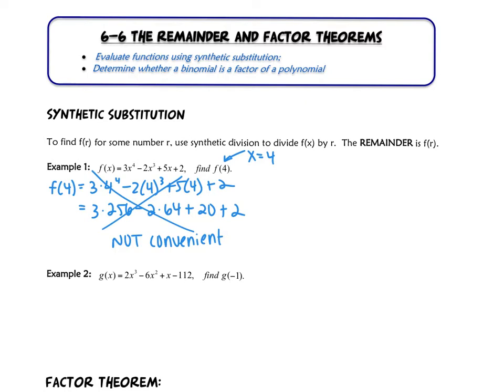What I can do instead is I can divide by 4 using synthetic division. So bring those coefficients out. Notice, though, we do not have an x squared, so we're going to need a 0. We have 3x to the 4th, negative 2x cubed, 0x squared, 5x, and 2. As a review, the first number comes down, then we multiply. So 4 times 3 is 12. Remember, you're always adding, so we get 10.